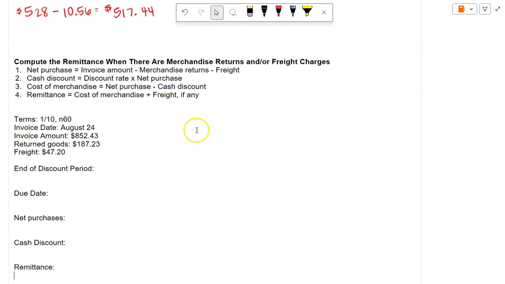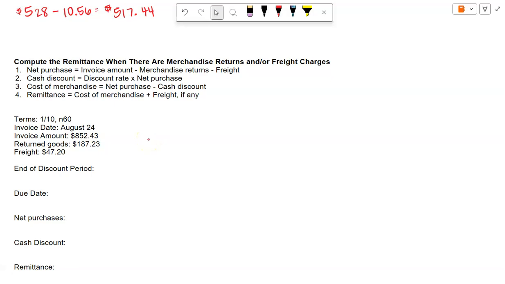So let's take a look at these terms. The terms are 1/10, so 1% if paid within 10 days, and N60. So we have 60 days to pay off our entire bill, whether or not we did pay within that discount period. We have an invoice date of August 24th, an invoice amount of $852.43, returned goods of $187.23, and then a freight amount of $47.20.